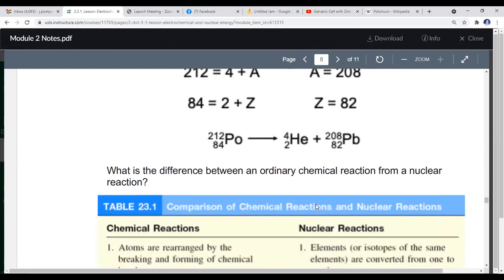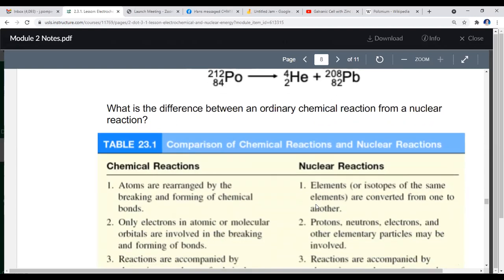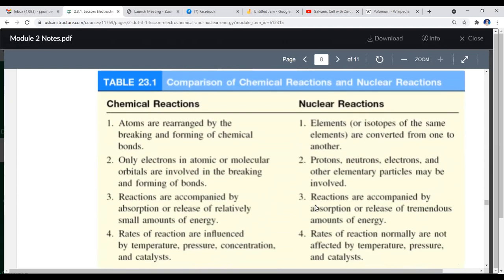Now, below, you have here the comparison of a chemical reaction and a nuclear reaction. Let me check. Okay, there's more. So when you speak of a chemical reaction, the usual chemical reaction that we're talking about, atoms are rearranged by the breaking and the forming of chemical bonds. So let me explain this.